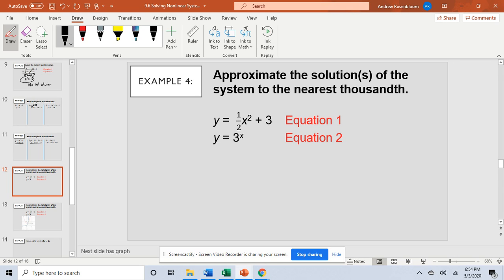Here, we're asked to approximate the solutions of the system to the nearest thousandth. So again, we're going to solve this by graphing. We're going to take a look at Desmos again. So 1/2 x squared plus 3 and 3 to the x.